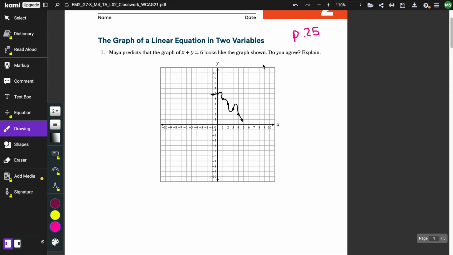Let's get started with lesson 2. This is workbook page 25, and I just want you to take a minute to look at this page and see whether or not you agree with Maya. She predicts that the graph of x plus y equals 6 looks like this. Do you agree? Explain. So pause the video here and take a minute to write down on page 25 whether or not you agree with Maya.